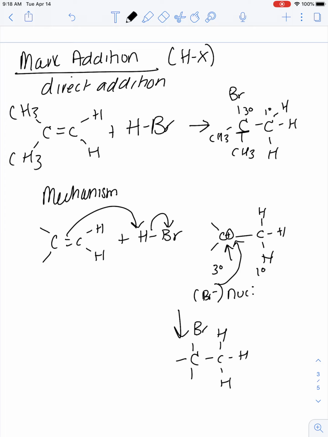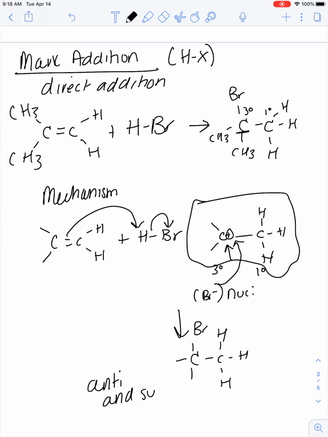If we look at the carbocation species right here, we talked about this a little bit when we were looking at SN1 and E1 reactions. The carbocation intermediate is going to be planar because it's sp2 hybridized. That means that for the stereochemistry of the addition, we can have both anti and syn addition. So for Markovnikov, we can have anti and syn addition, and the main reason for this is that the carbocation intermediate is planar.